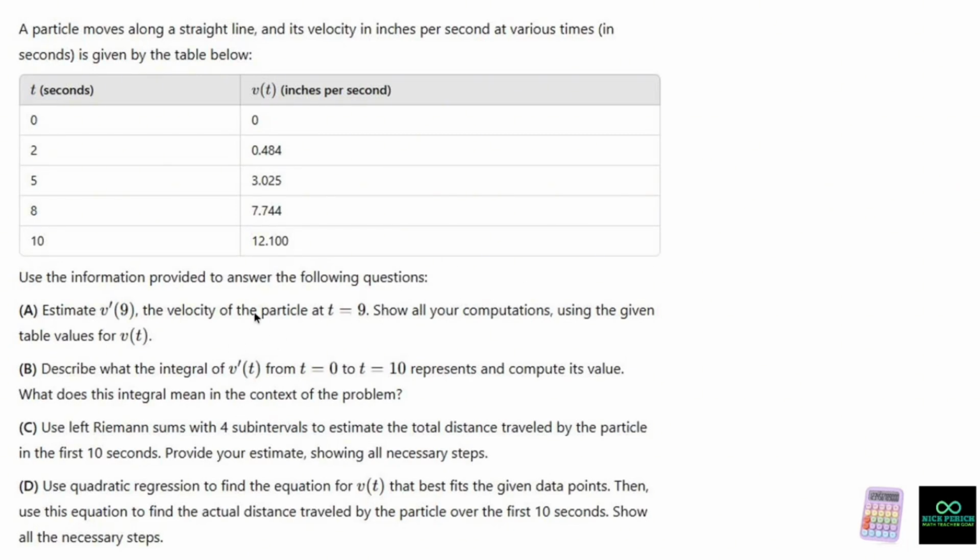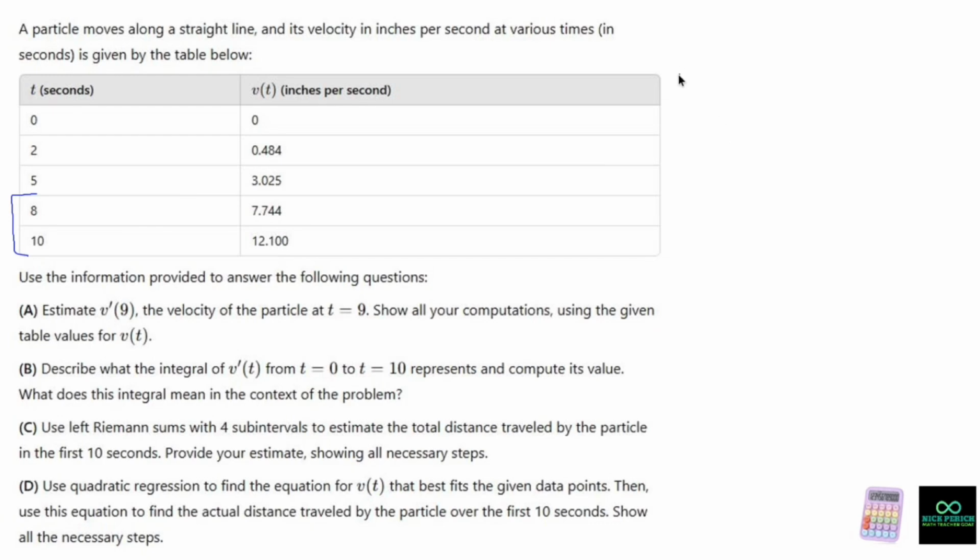But let's get started. Estimate V prime of 9. Now, V prime of 9 means if you were to take the derivative and plug in 9, what do you get? Well, this is the regular old function, and there is no 9. So what I'm thinking is, the derivative means slope. So if I'm going to estimate V prime of 9, why don't I estimate the slope between 8 and 10? Because 9 just so happens to be in the middle of that.